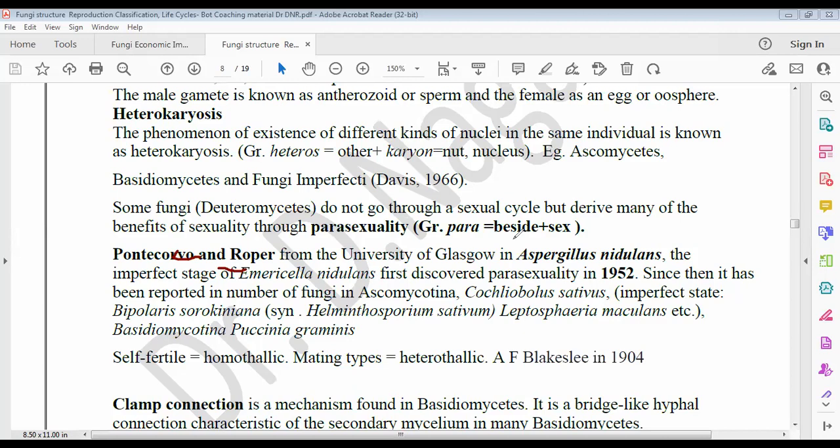Parasexuality was identified in Aspergillus. Parasexuality was first identified by Pontecorvo and Roper. That is also a most important question.